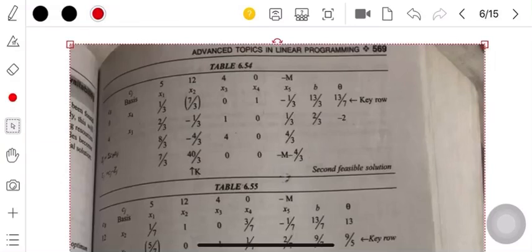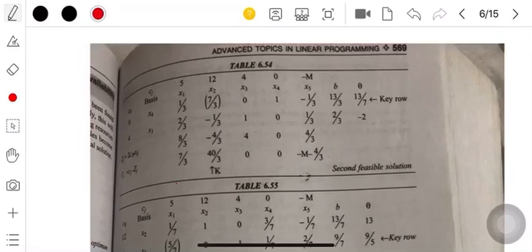Let me proceed further. So this is the next table. Here you can see x3 has entered. Now again find Cj minus Zj. So here 7 by 3, 40 by 3, 0, minus M minus 4 by 3. Again a few values are positive. So again this is not an optimal solution. So select the most positive value, which is 40 by 3. So x2 is the incoming variable. Find the value of theta, it's coming out to be 13 by 7. So x4 is the outgoing variable.